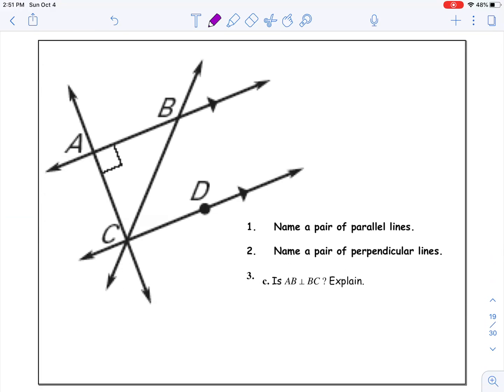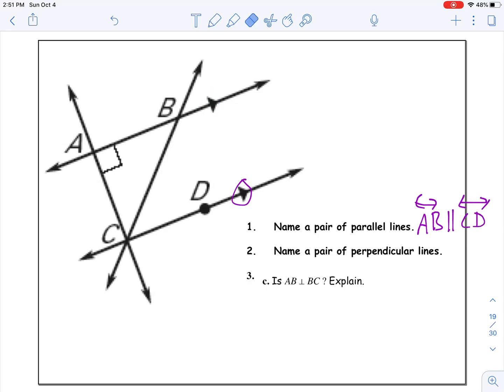Let's take a look at our example then. It says, name a pair of parallel lines. So for parallel lines, you're looking for the arrows. Which two lines have the arrows on them? Well, that would be lines AB would be parallel to CD.